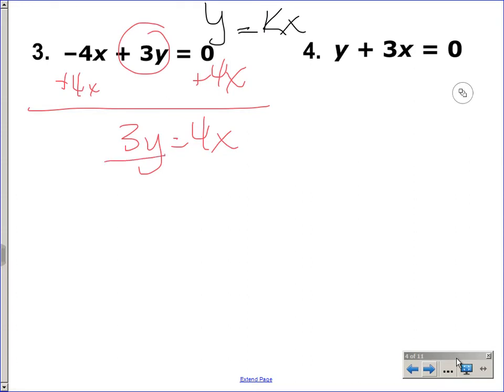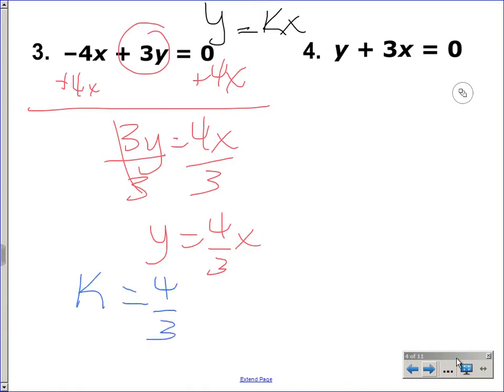But I need to isolate my y, so I'm going to divide by 3. So y equals 4/3 x. I have no constant added to it, so this is in fact a direct variation, and the value of k equals 4/3. Okay, so moving on to the next one.